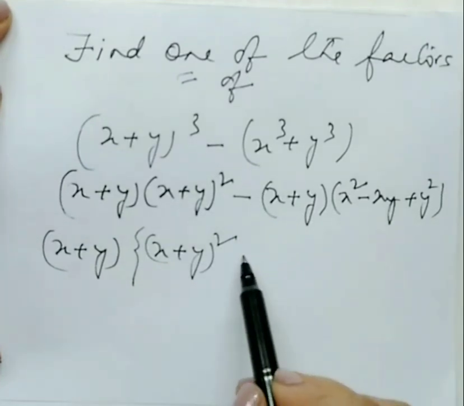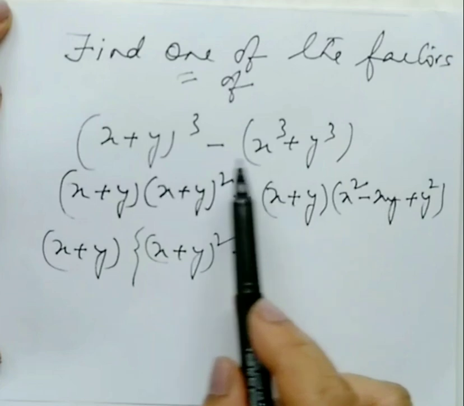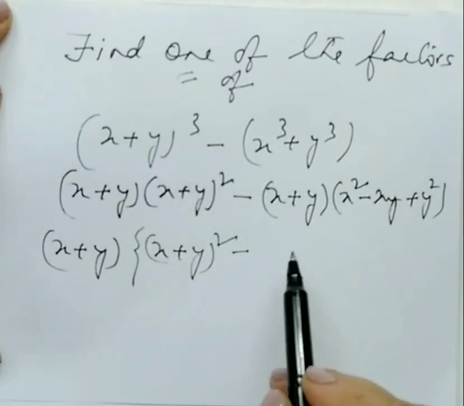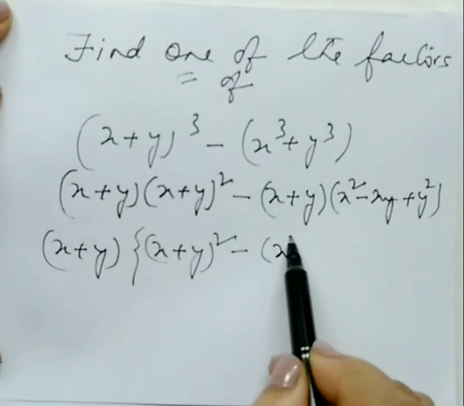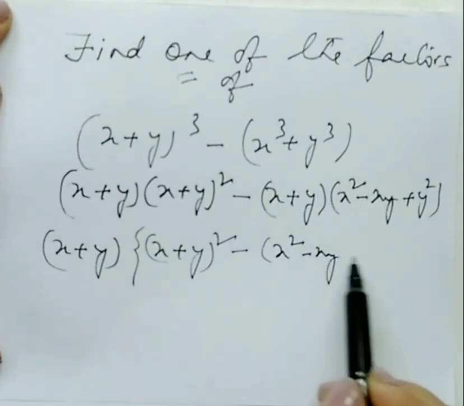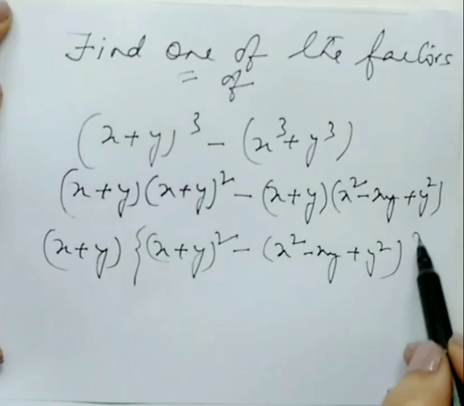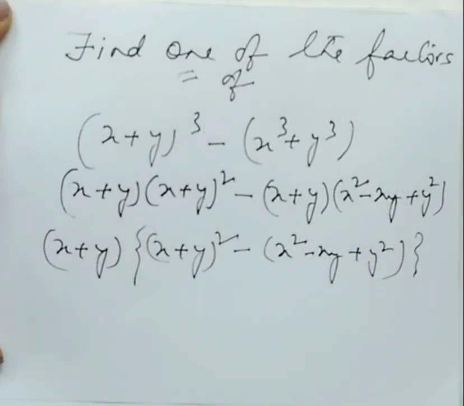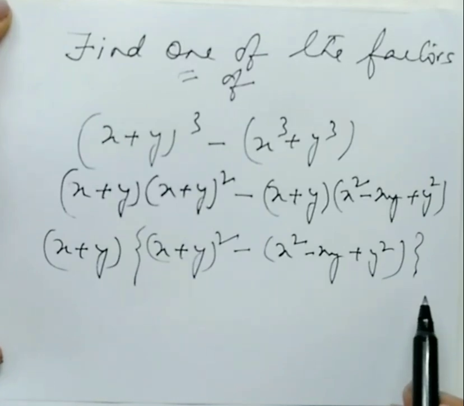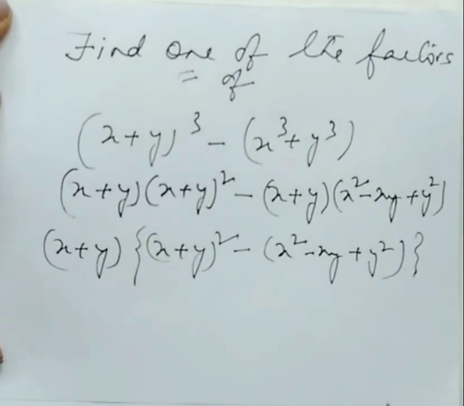There will be a minus sign over here as we have in the main sum. And we bring down x square minus xy plus y square here. Got it? Close of curly bracket. Okay, my curly bracket is not very good looking, so please bear with me, students. Okay, learning to write curly brackets my way.